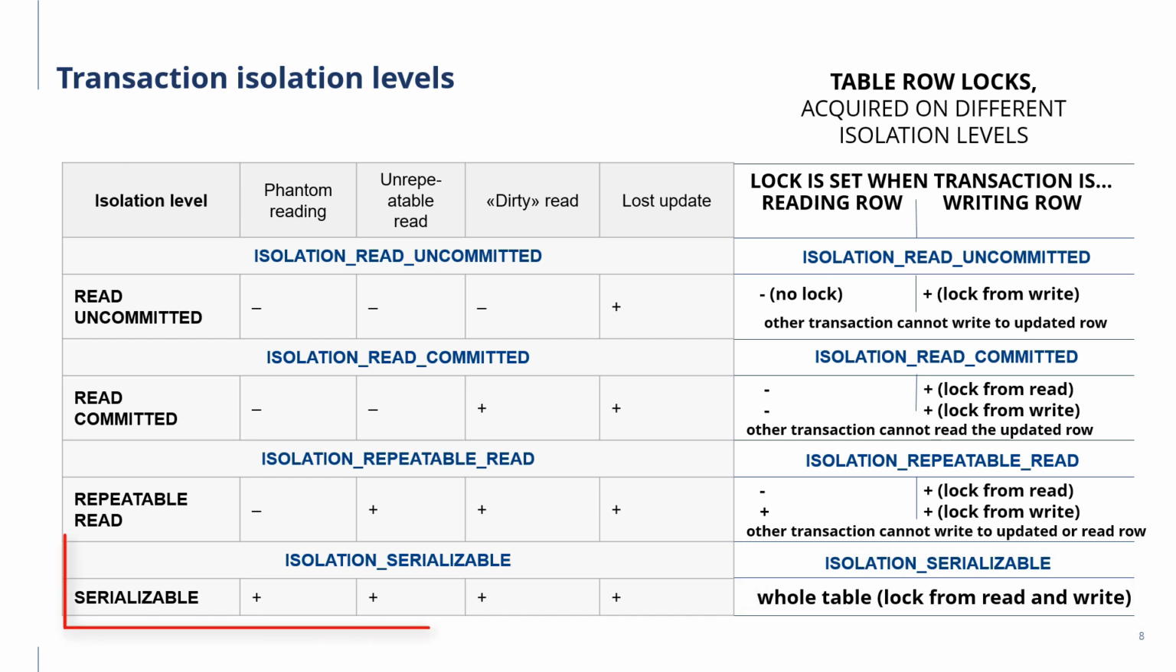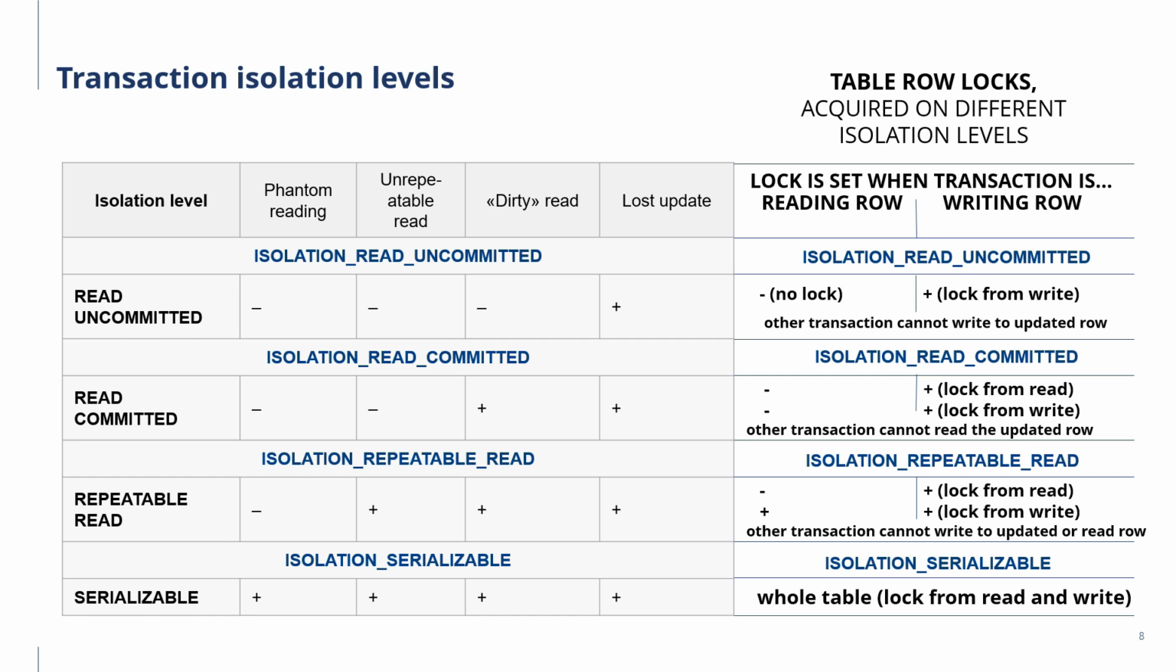And the highest isolation level is the serializable one. You see here that it addresses everything: lost update, dirty read, unrepeatable read, and phantom reading. No matter what I do from transaction number 1 against the database, the whole table is locked from read and write from another transaction. This is the safest one. As long as I'm doing something from transaction number 1, everything is blocked until I commit or roll back transaction number 1.